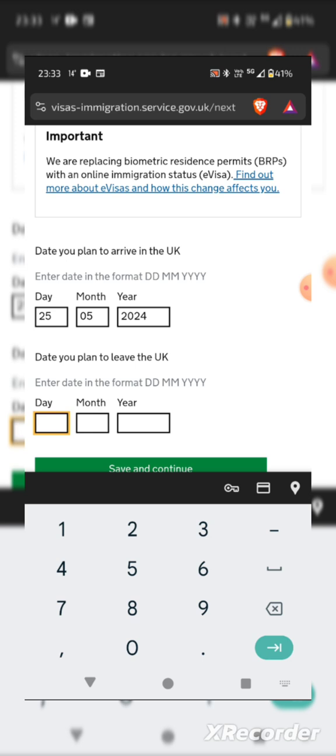Most times people put 2 weeks. I remember I put 2 weeks on mine. So I'm just going to say first, 14/05. Let me just do this.